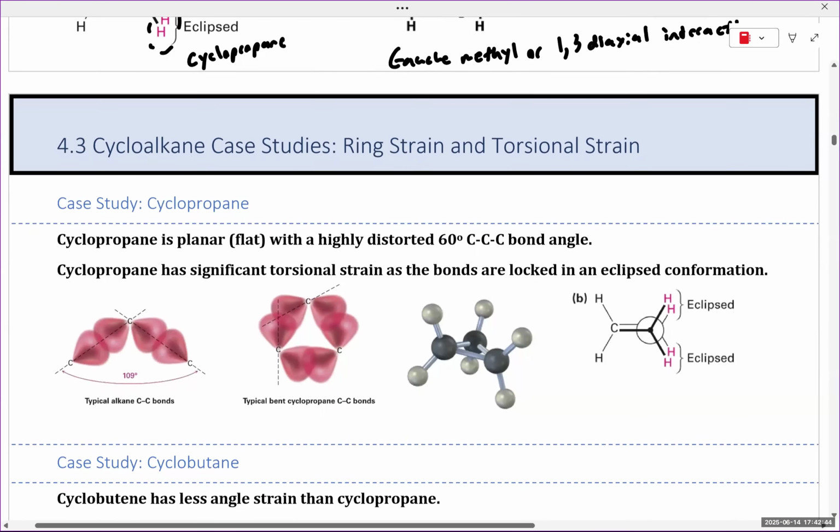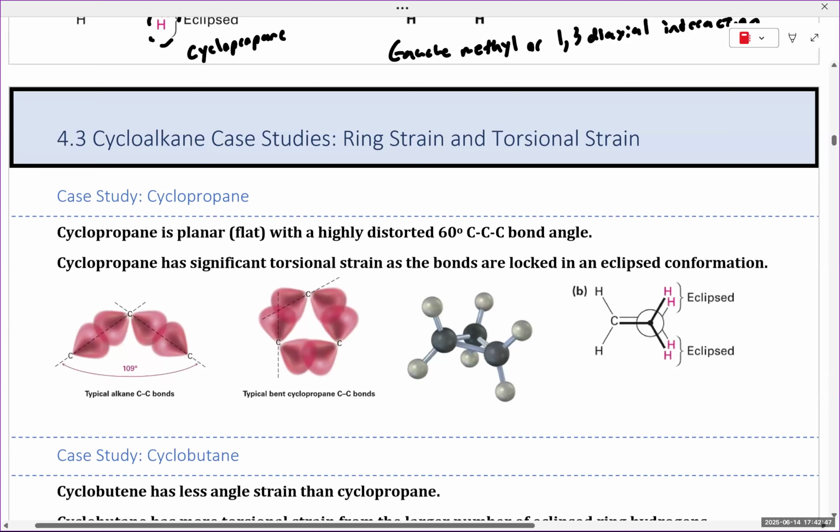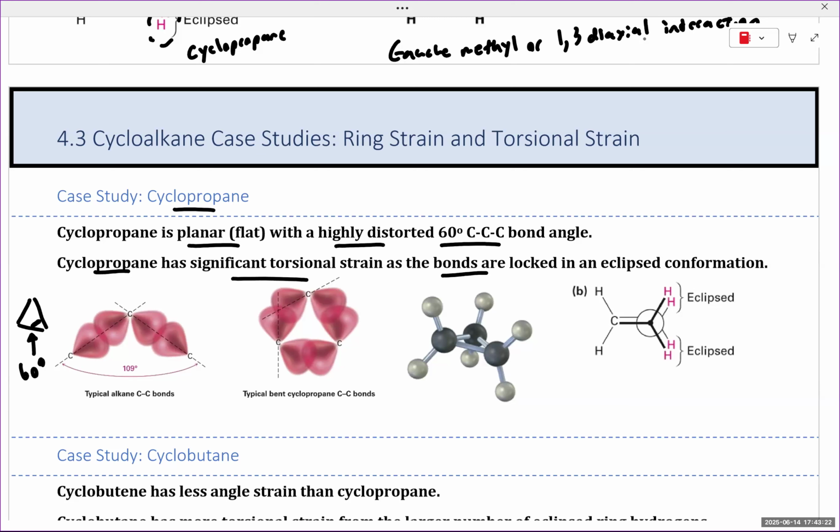Let's look at some case studies of different cycloalkanes and talk about sources of ring strain and torsional strain. Cyclopropane. Cyclopropane is a cyclic 3-carbon ring. Cyclopropane has a lot of problems. Cyclopropane is planar with a highly distorted 60-degree bond angle. So this carbon-carbon bond angle is 60 degrees, which is highly distorted from the ideal bond angle for an sp3 carbon. Cyclopropane also has significant torsional strain as the bonds are locked in an eclipsed conformation.